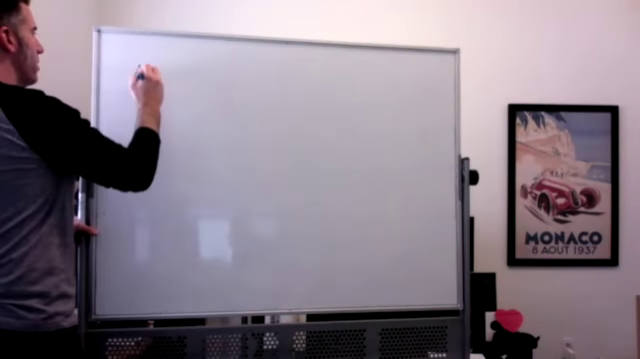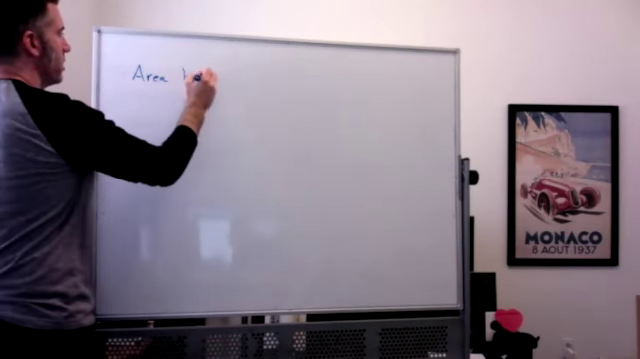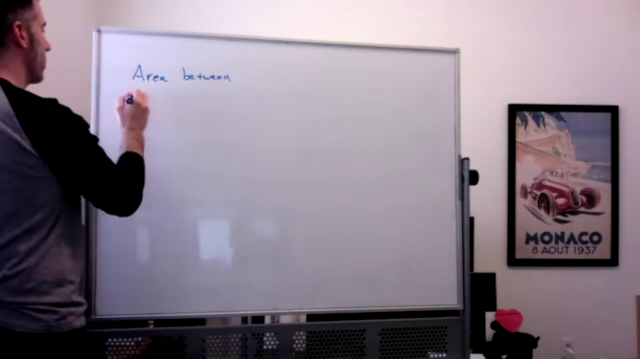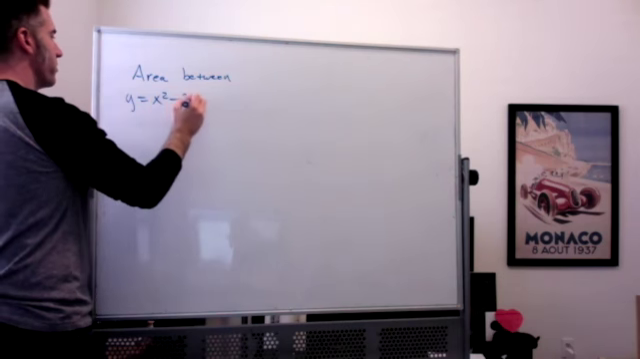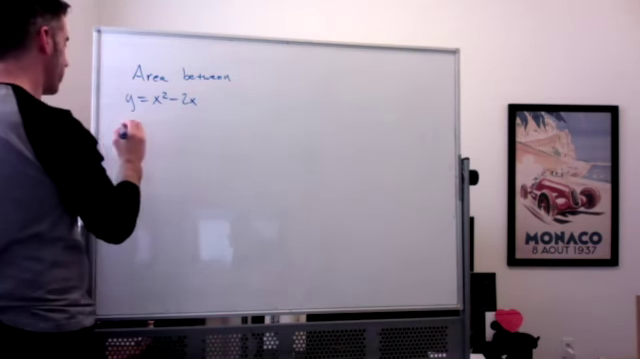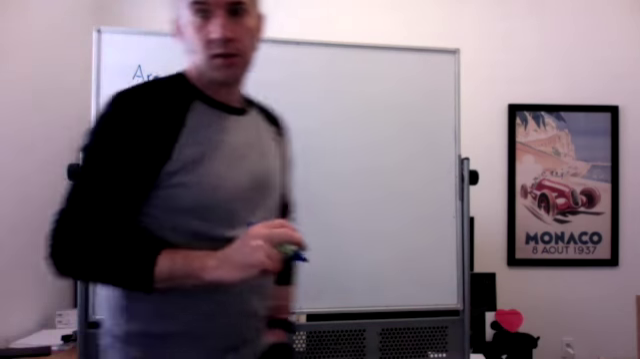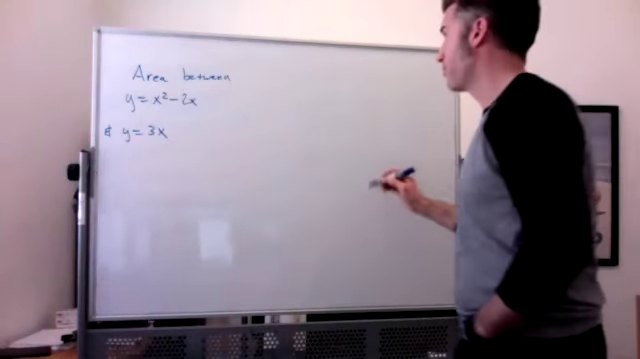So, area between curves. Let's just do some examples. I want to find the area between these two curves. What if I got here y equal to x squared minus 2x and y equal to 3x. So let's go ahead and see what these look like.